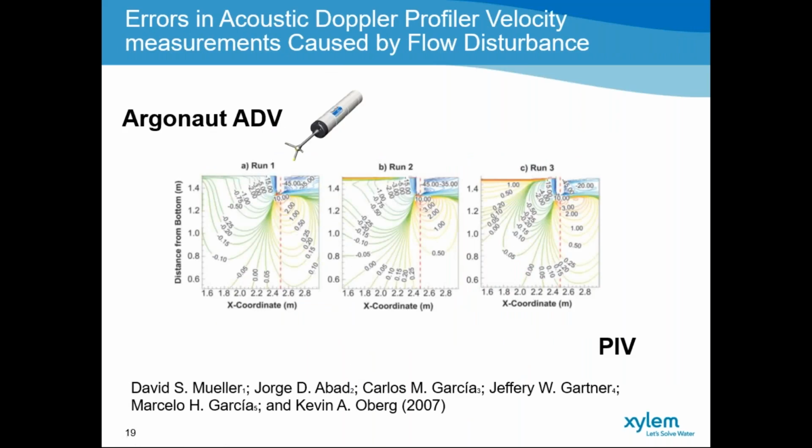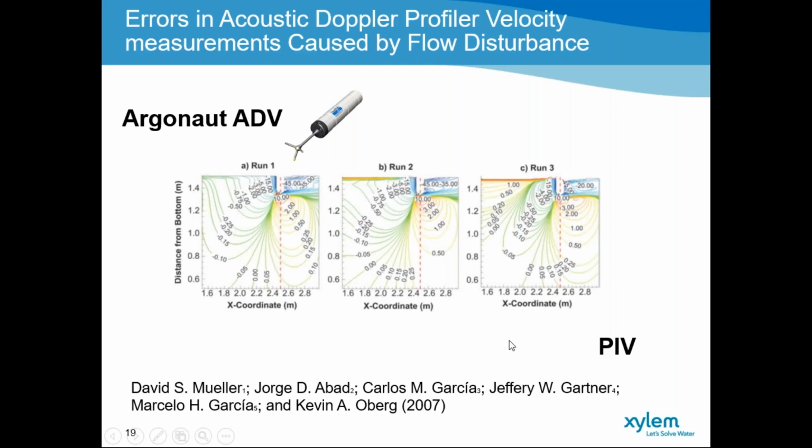Further research was done by Dave Mueller et al. in 2007, "Errors in acoustic Doppler profiler velocity measurements caused by flow disturbance." What they did here was relook at the data that was collected by Gardner and Ganju in 2002, and also develop a computational fluid dynamics model, or CFD, with the actual instruments incorporated in the model itself.